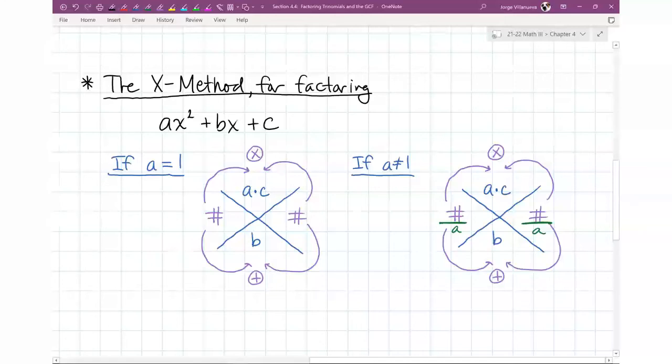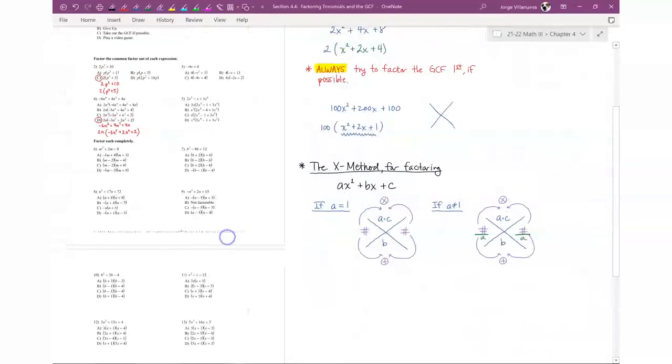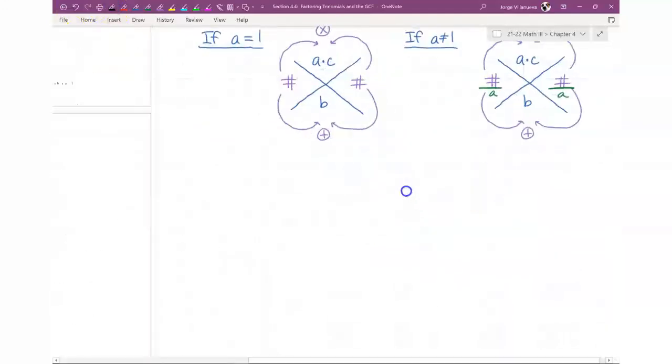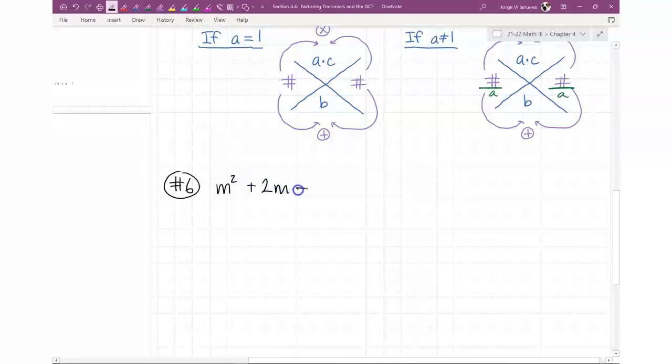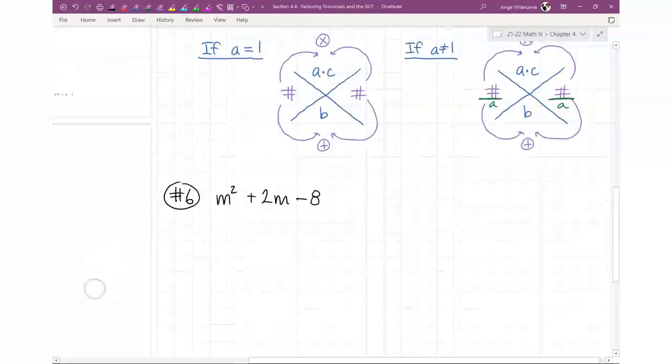Okay, so let me show you some examples for this. I'm going to zoom out real quick, just so I can get a couple of examples. So let's try number 6. So number 6, m squared plus 2m minus 8. And I want to factor this. Now notice a is equal to 1, right? In front of that m squared, there's no number, so it's a 1. That means I don't have to divide by anything at the end. Okay, so here we go.